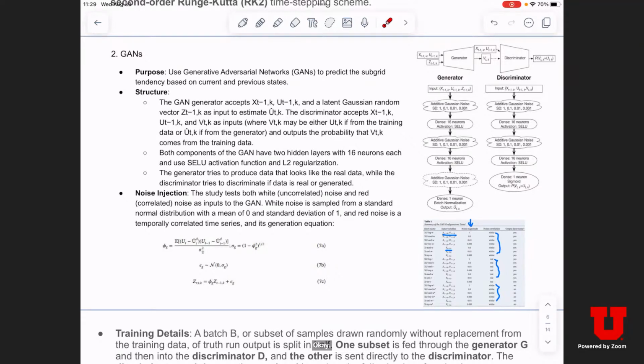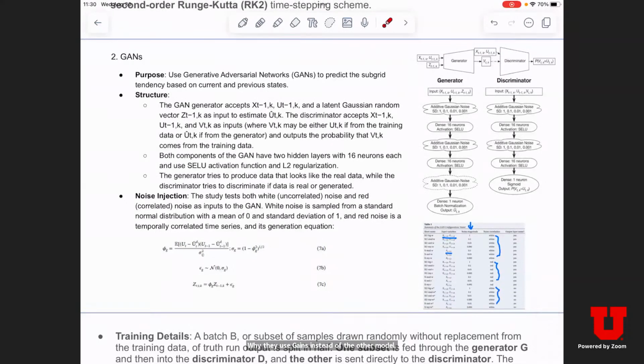Yes, because compared to other models, some models have deterministic parameterizations, and after they get the deterministic parameterization, they add the stochastic part. But in the GAN, they can embed the stochasticity, the randomness, when they train the model. So I think that's the main difference, why they use GANs instead of other models. Does it answer your question?